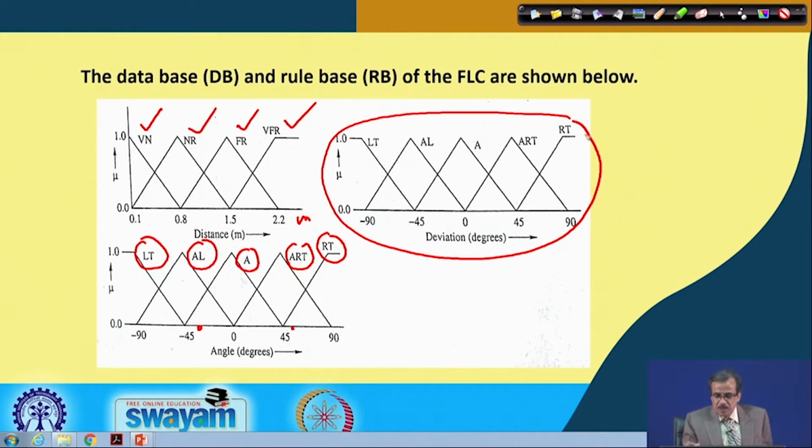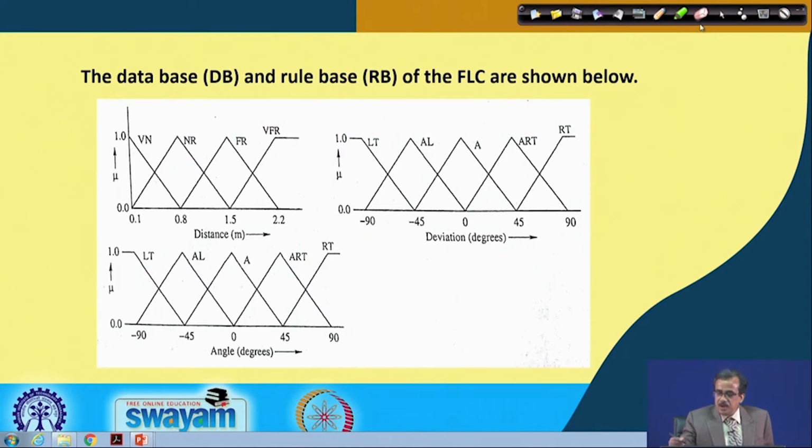Now, similarly, to represent the deviation, that is the output of the fuzzy logic controller, once again we are using 5 linguistic terms: ahead, ahead right, right, ahead left and left. So, this is the way we have to manually design the database, that is the membership function distribution for the 2 inputs and 1 output.